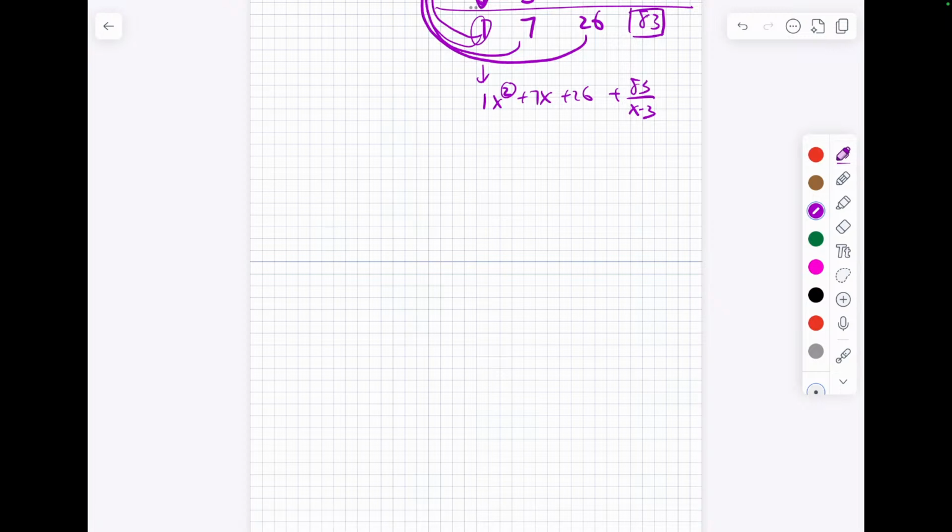5x cubed plus 6x plus 8. I'm going to take this divided by x plus 2. Yeah, 5x cubed plus 6x plus 8 divided by x plus 2. Wow, that 2 looks like a cube. Which one, the degree? Yeah. This is third degree. No, it's third.